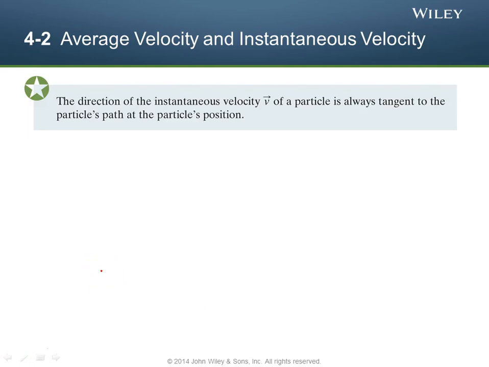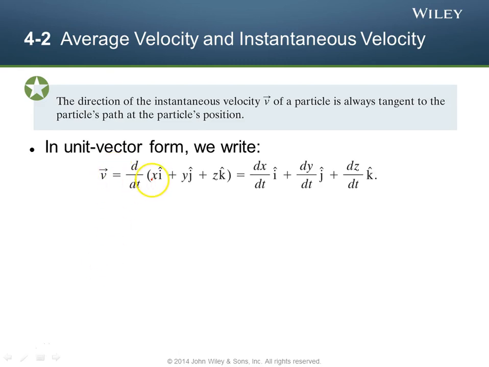A key, as mentioned in the last slide, is that the direction of an instantaneous velocity vector v of a particle is always tangent to the particle's path at the particle's position. So at that position in time, the tangent vector to its curved path is going to be the direction. And in unit vector form, we write that this is the derivative of each individual piece or component of the position vector, which is dx/dt i hat, dy/dt j hat, dz/dt k hat. Looks very similar to the average velocity, but what's the difference? We're taking the derivative of the position vector function instead of just taking an overall change. It's tangent slope versus secant slope.